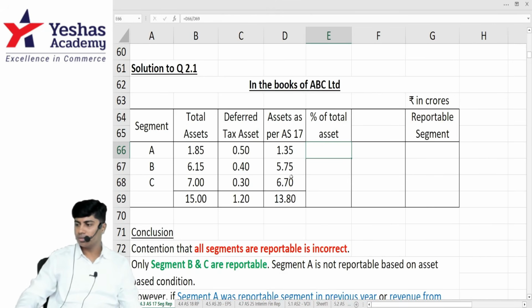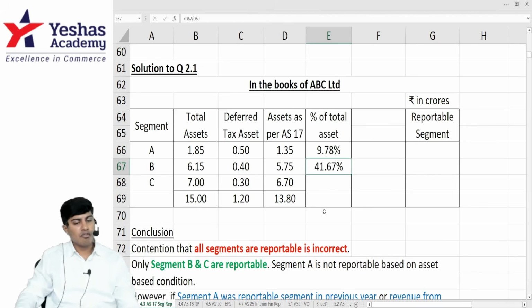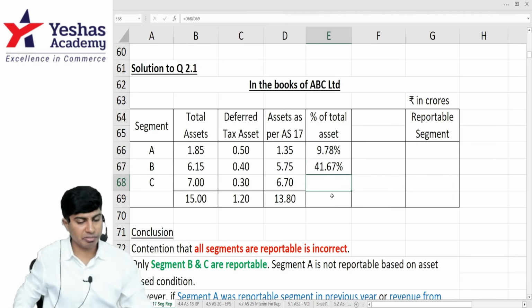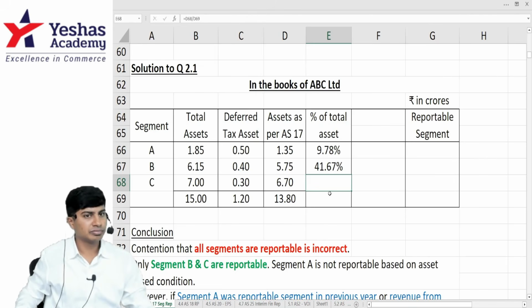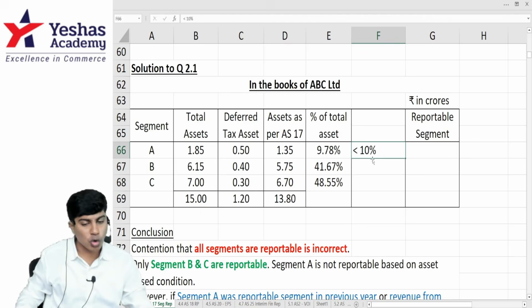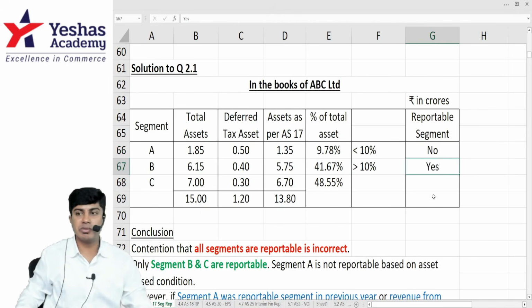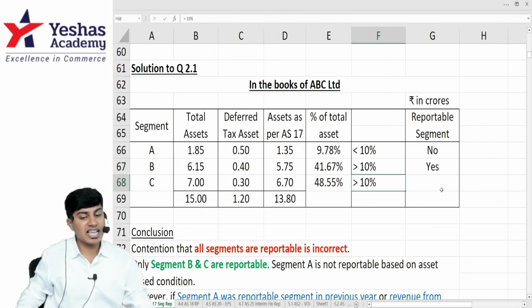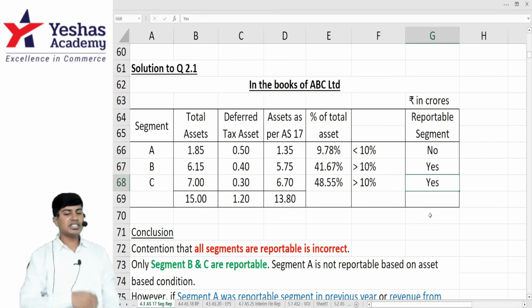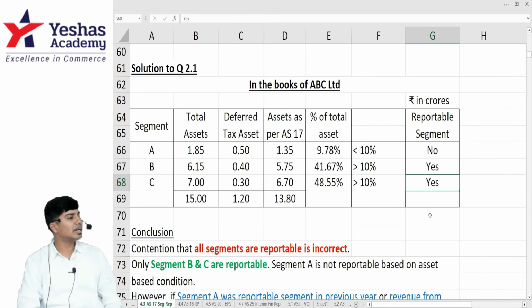9 point. Not able to see the screen. Can you guys see the screen now? 9.78%. How about 5.75 by 13.8? 41.67. How about 6.7 by 13.8? 48.5. Now tell me, is this more than 10? No, not a reportable segment. Is this greater than 10? Yes, reportable segment. Is this greater than 10? Yes, so this is also a reportable segment. So which segments are reportable? Segment B and segment C.